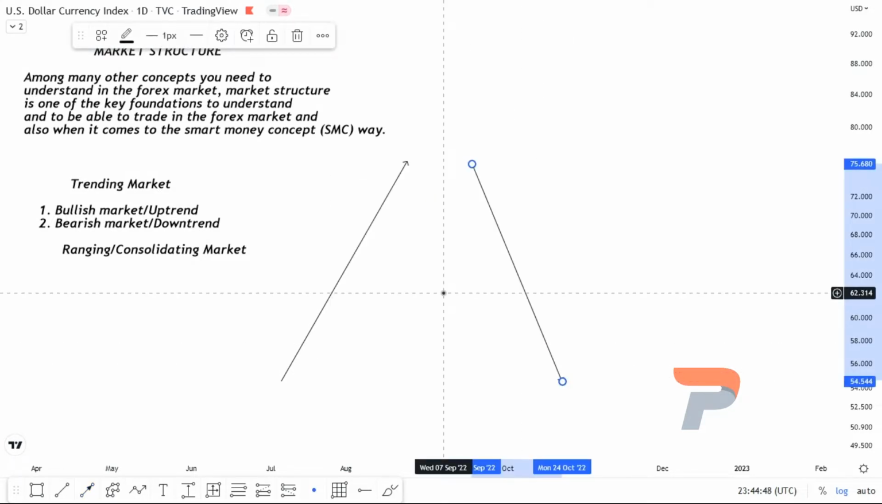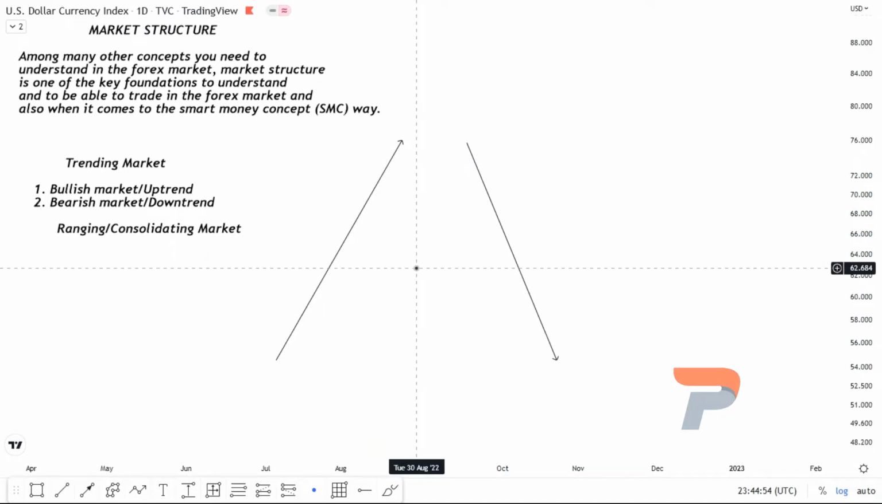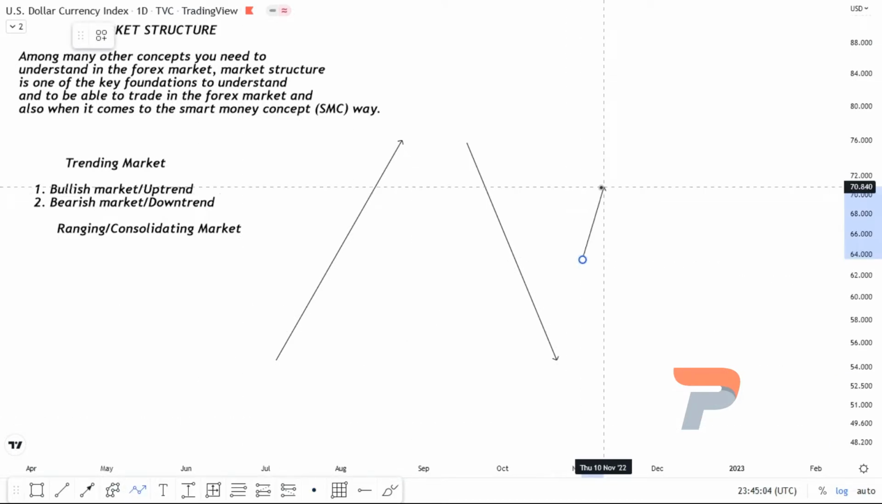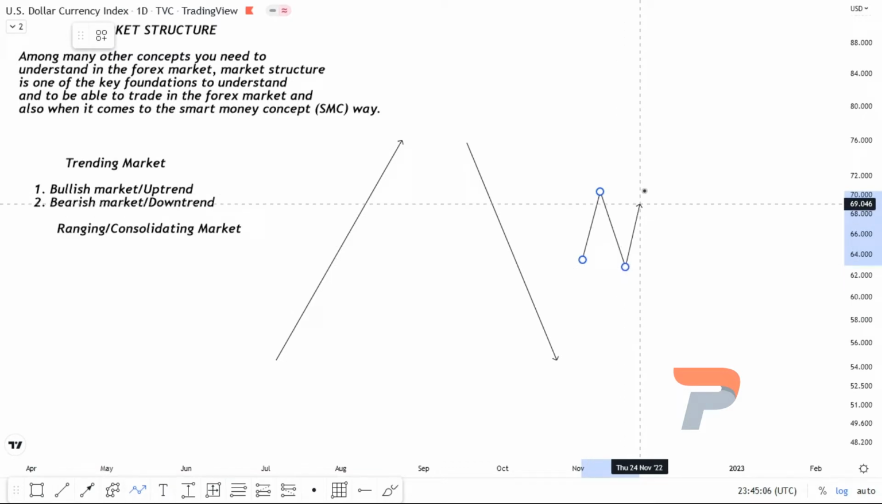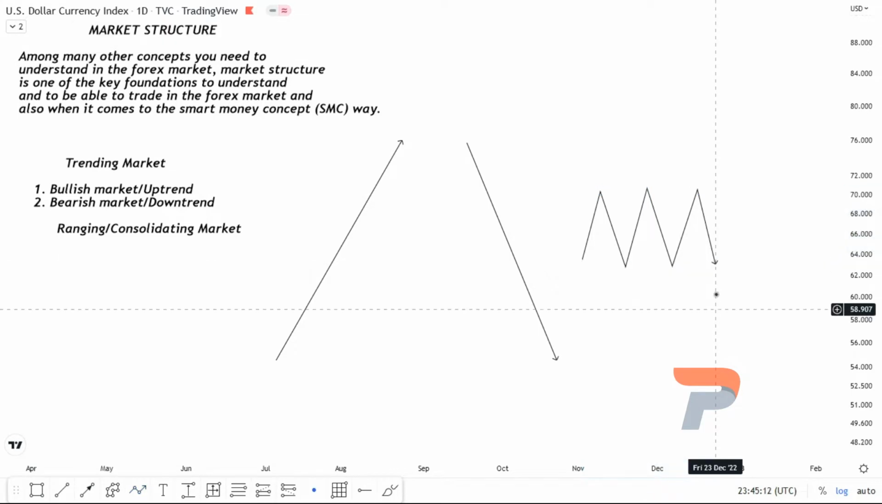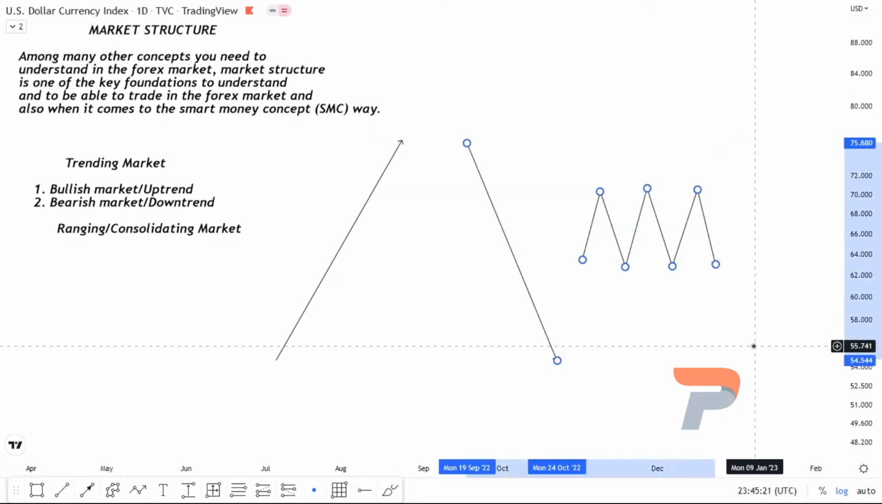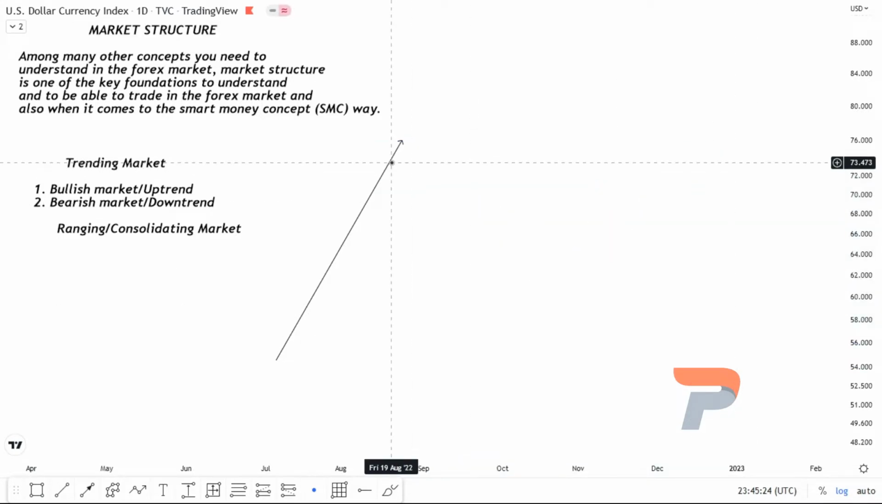Then we have the consolidating market or the ranging market. With the ranging market, the market is neither going up nor down. It's just moving in a particular range, between a high and a low. Some people call these support and resistance. So the market is just moving up, down, up, down, and eventually it can break either up or down. These are the three ways in which the market moves.